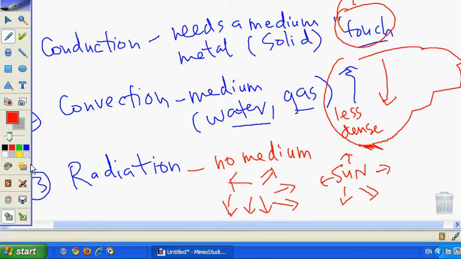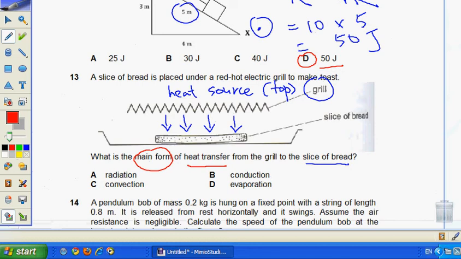So we look at the question now. Which is the best form? Hot air, something that's heated here, rises. If hot air rises, it cannot go down. So we can safely say that convection is out, because hot air rises, and cold air, which is denser, will sink. Convection is out because I want it to move down.